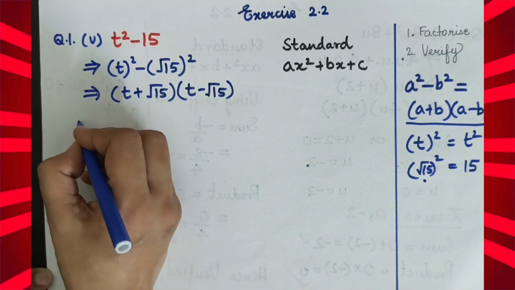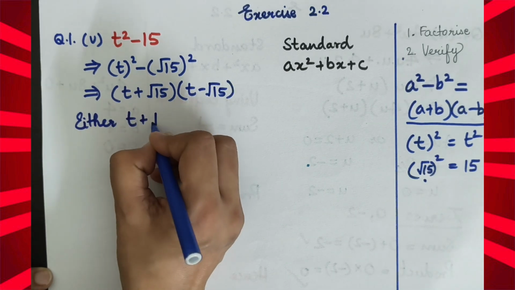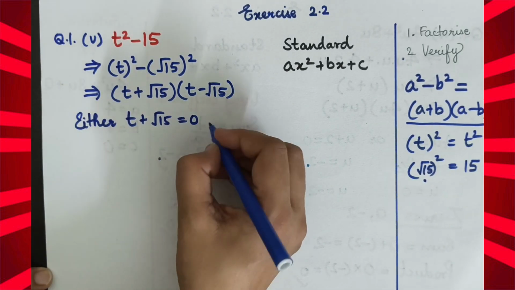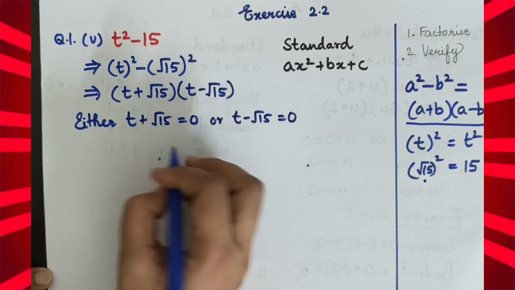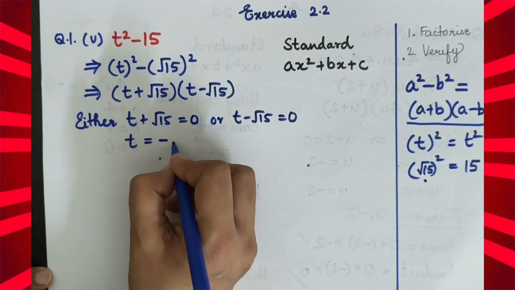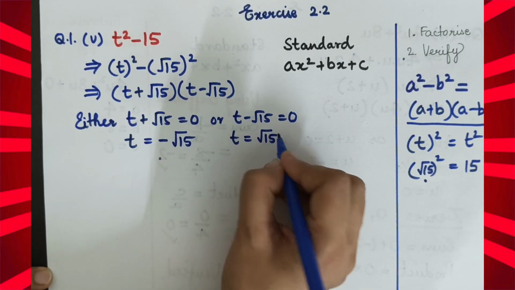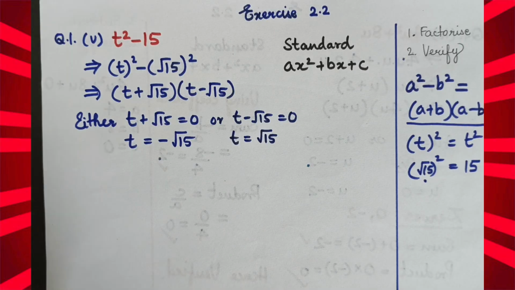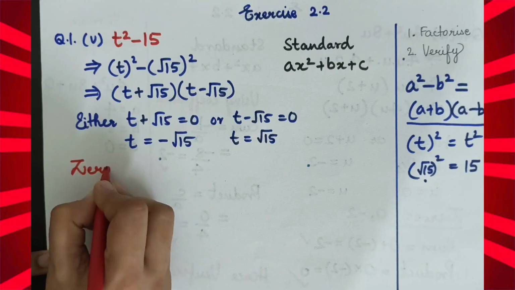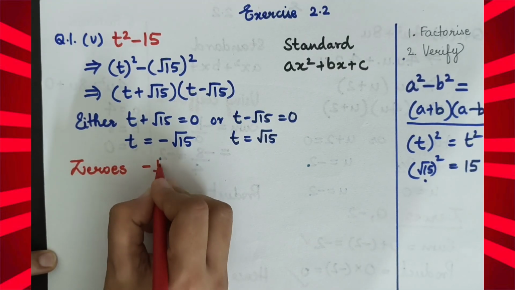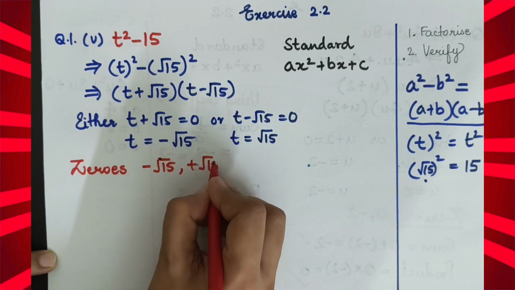So considering this, either the first factor should be 0 or the second factor should be 0. So either t plus root 15 should be equal to 0, or t minus root 15 should be equal to 0. Now simplifying this, we get t is equal to minus root of 15 or t is equal to plus root of 15. So we get our zeros here. The zeros are minus root 15 and plus root 15, or simply root of 15.